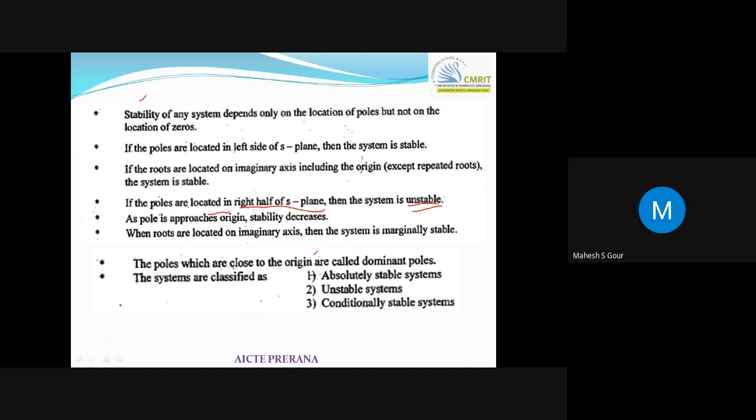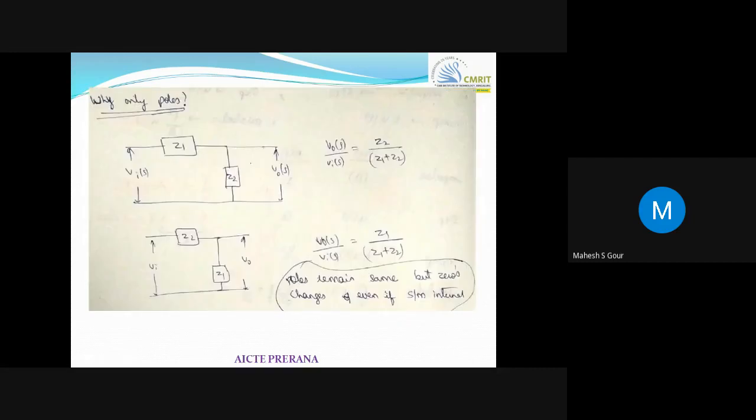Okay, so if the poles are on the left hand side of the s plane, the system is stable. Sorry, and if they are present on the imaginary axis, they are marginally stable. Okay, so now you understood what is a stable system. Absolutely stable system, the roots should be present on the left hand side of the s plane. Unstable, right hand side of the s plane. Conditionally or marginally stable, on the imaginary axis. Okay, this is why we will always choose poles.